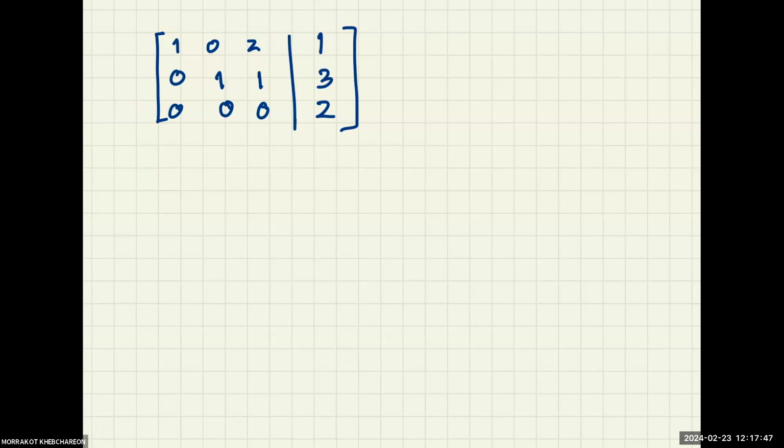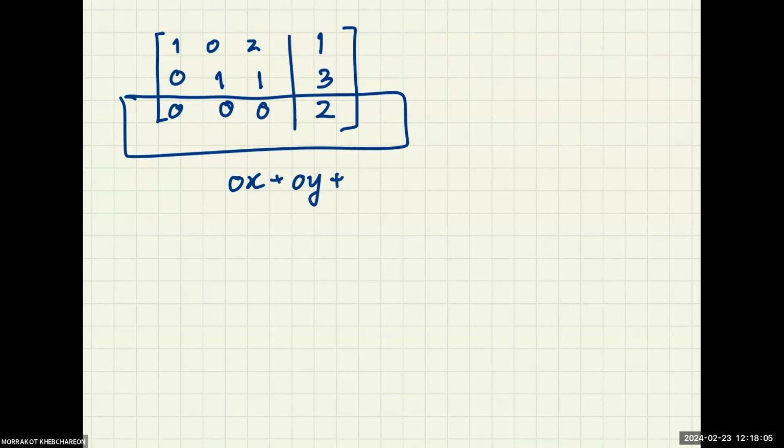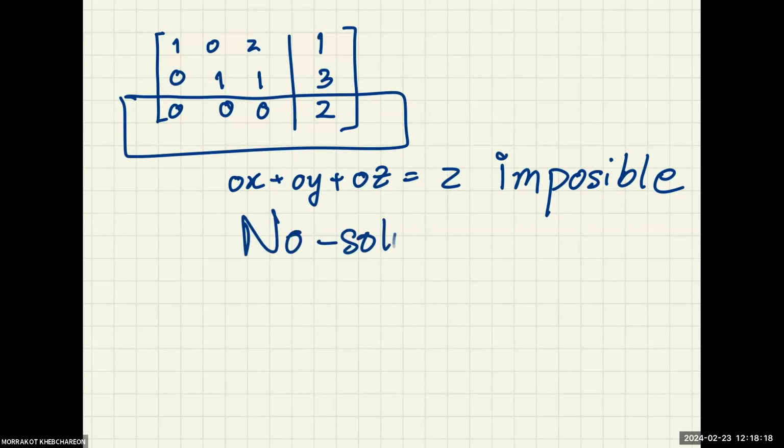But for this type of problem, do we have a solution? Is it possible to get a solution? It can't be. Why is that? Because of the last row. This is the problem. You have 0x plus 0y plus 0z equal to 2. Impossible. Okay? So, no solution.